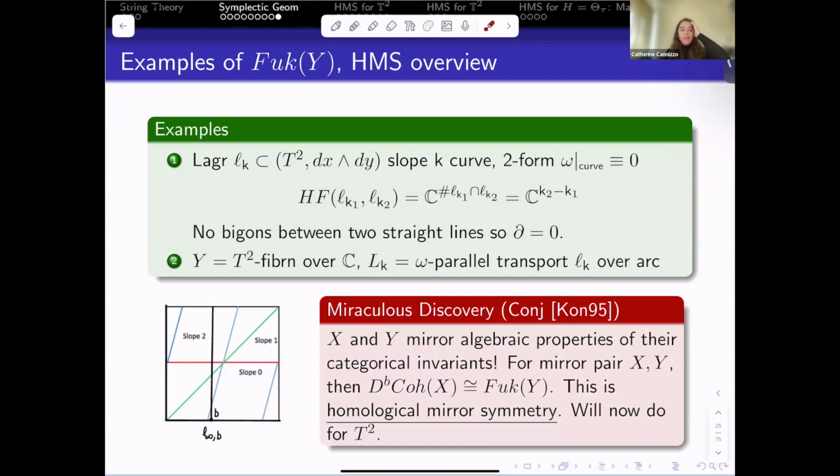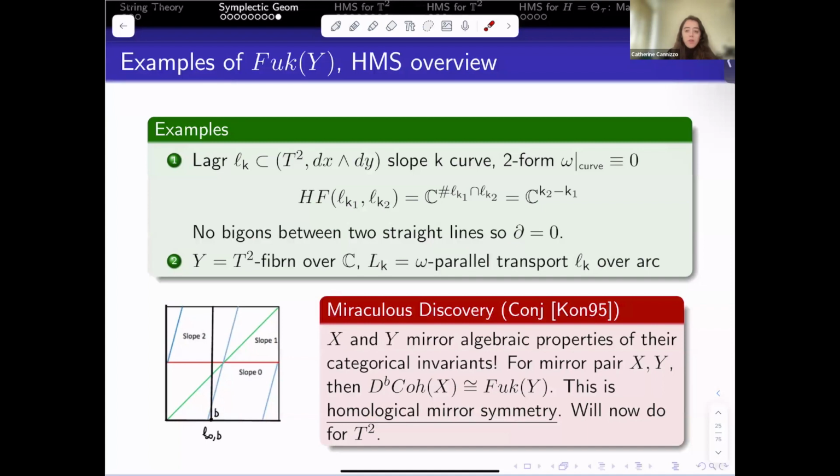Okay, so this was the main conjecture. This was at the ICM address Kontsevich gave in 1994. Not only do these T-dual manifolds X and Y have mirror symmetry from this string theory perspective, but actually these categorical invariants that I've introduced are isomorphic algebraically. So the bounded derived category of coherent sheaves on the complex manifold is isomorphic to this very geometric Fukaya category of the symplectic manifold. This algebraic or categorical part, that's the homological part of homological mirror symmetry.